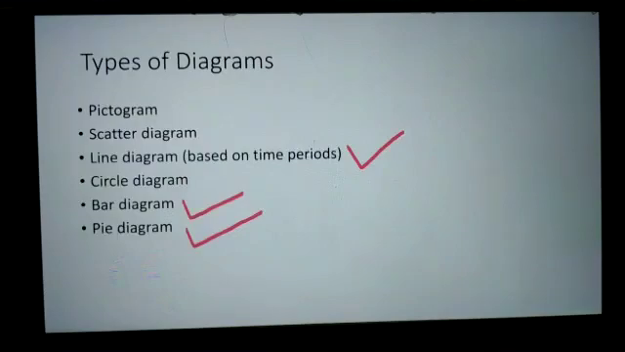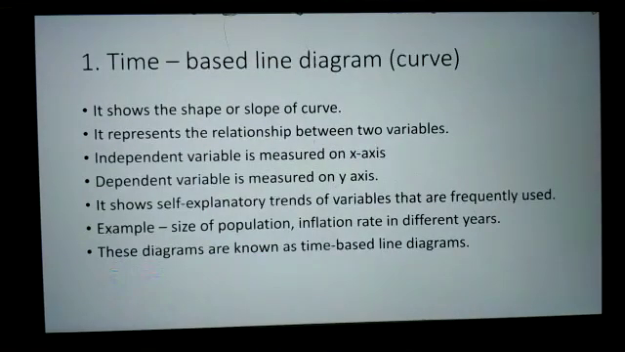There are many types of commonly used diagrams like pictogram, scatter diagram, line diagram based on time periods, circle diagram, bar diagram, and pie diagram. But in this chapter, we shall understand about time-based line diagram, bar diagram, and pie diagram. We shall now see the various diagrams one by one. Let us start with time-based line diagram.